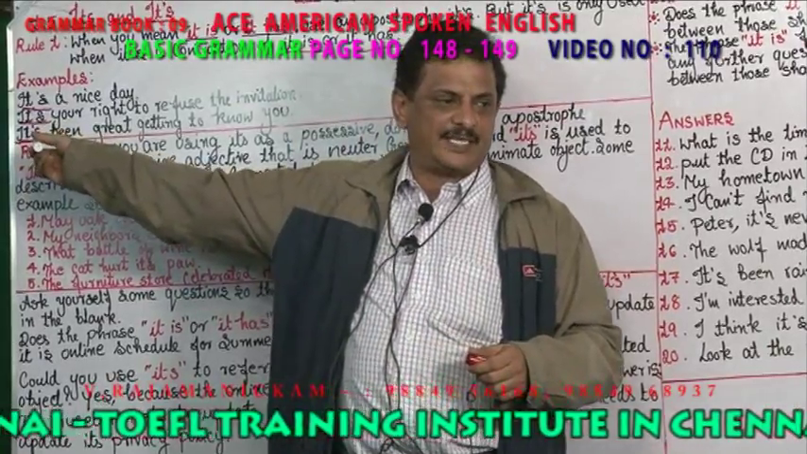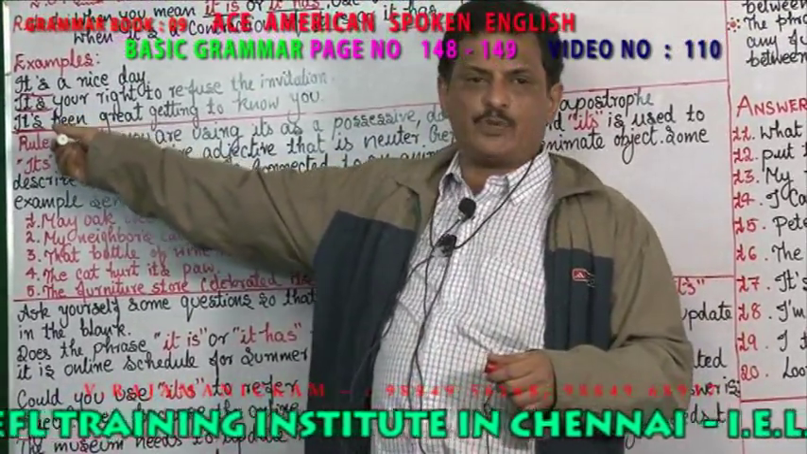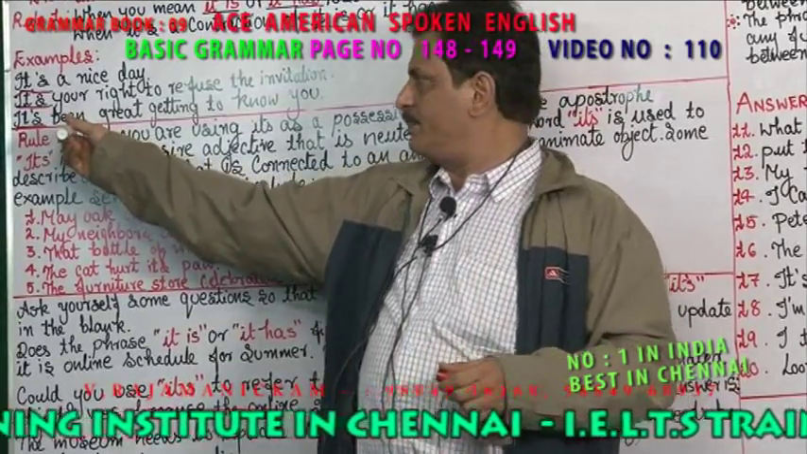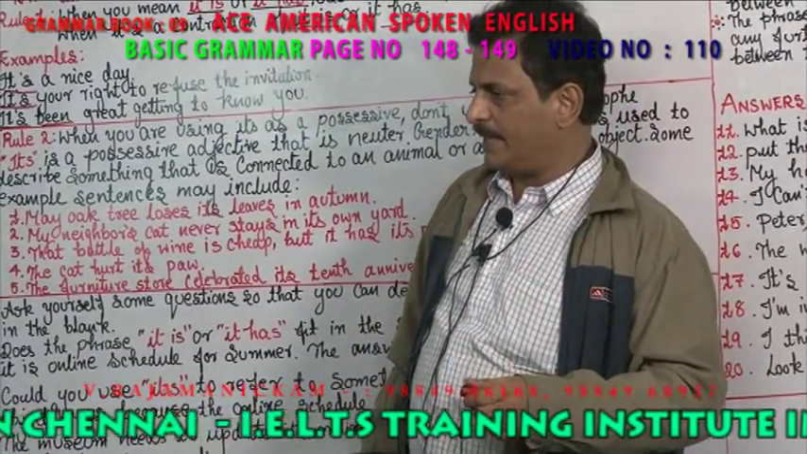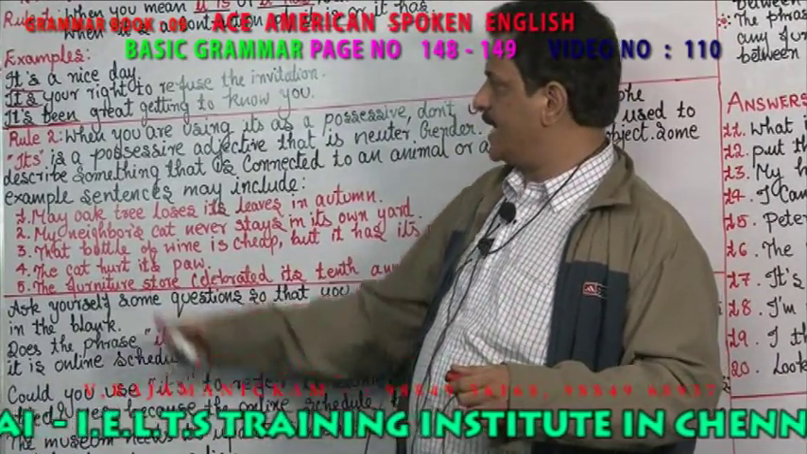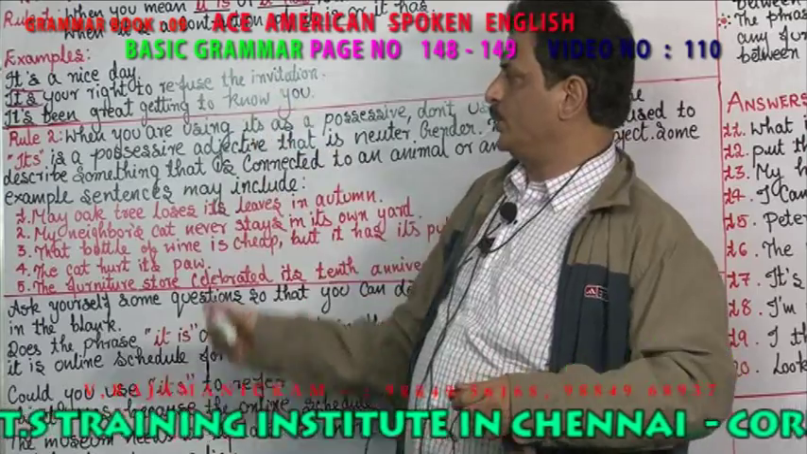It is, it apostrophe s. What is that? Apostrophe s. It has been. Why do you use has? Why do you say it has? Because been is there. Been is a past participle. Near the past participle, it has to be has. It has been great getting to know you.